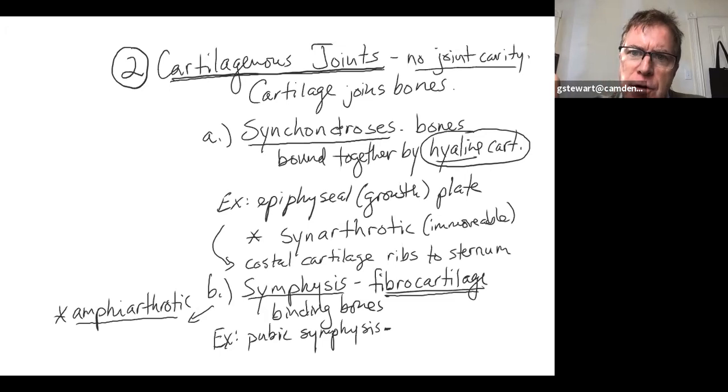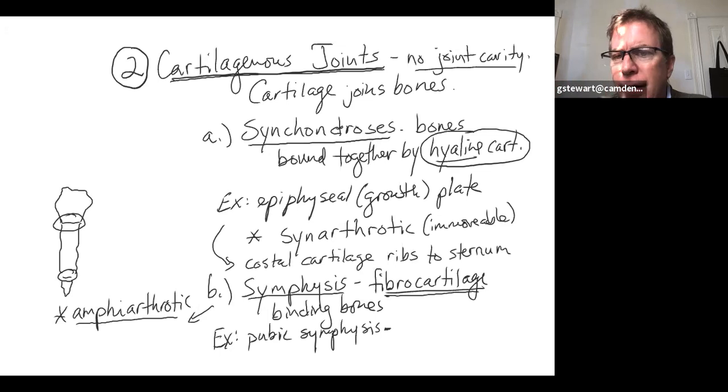Remember, the sternum has a manubrium, a heart-shaped bone at the top like this, and it joins to the body of the sternum, which joins to the xiphoid process down here. These joints here are fibrocartilage as well. All right, we've done synchondroses and symphyses. That takes care of cartilaginous joints.